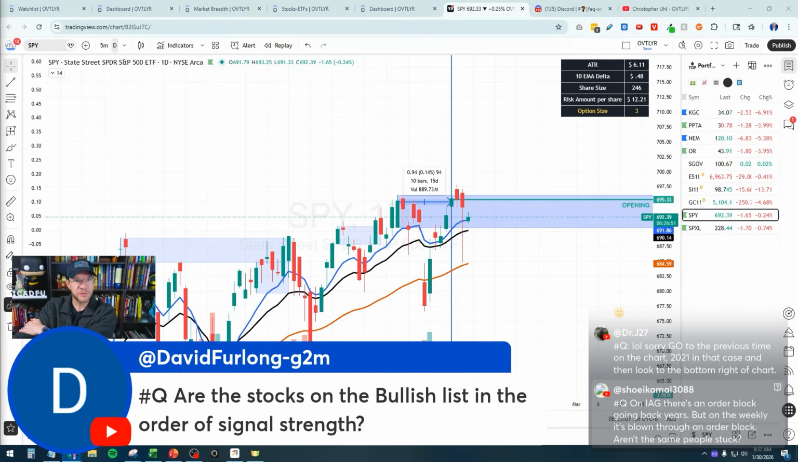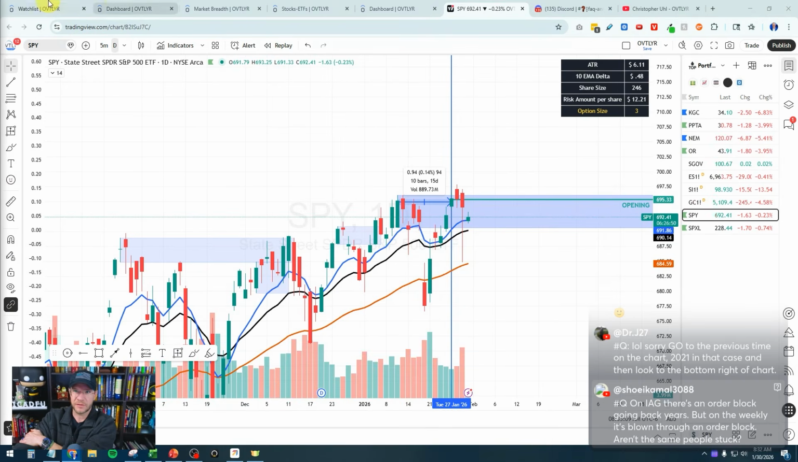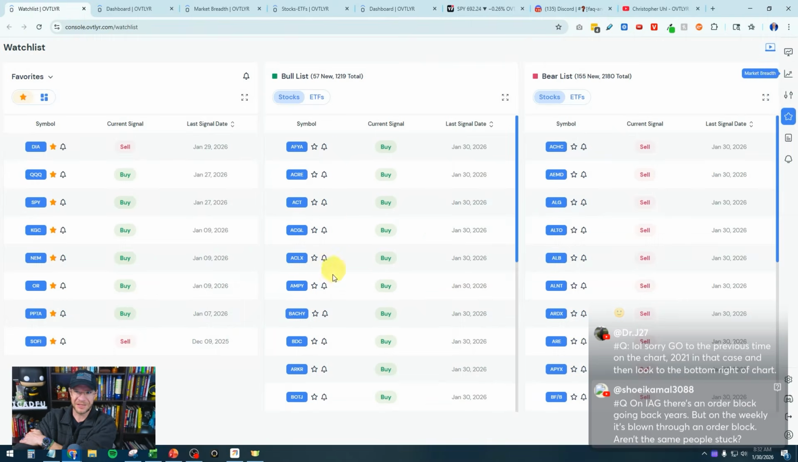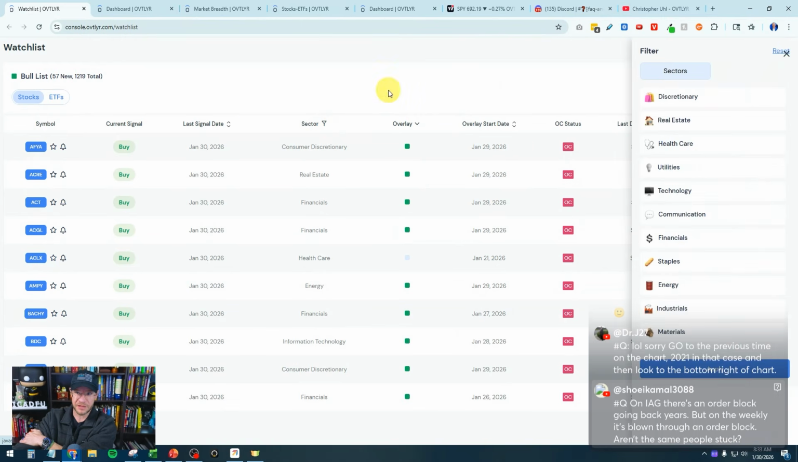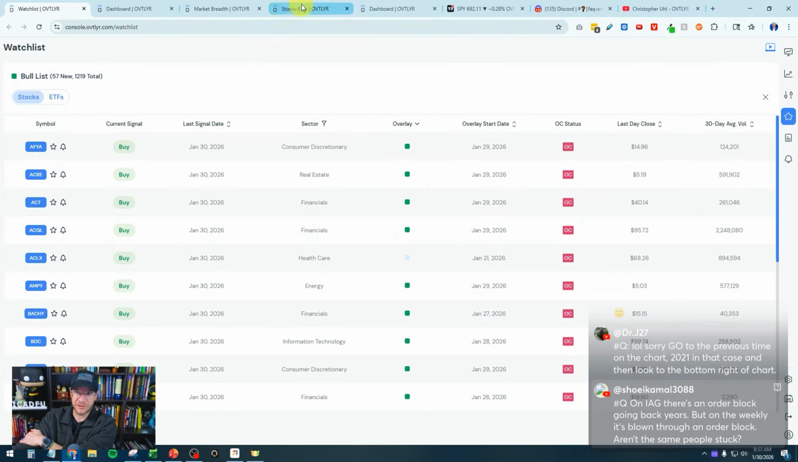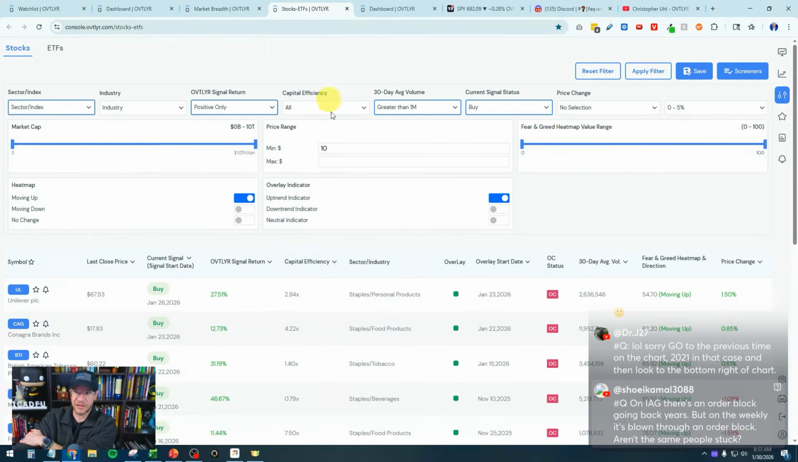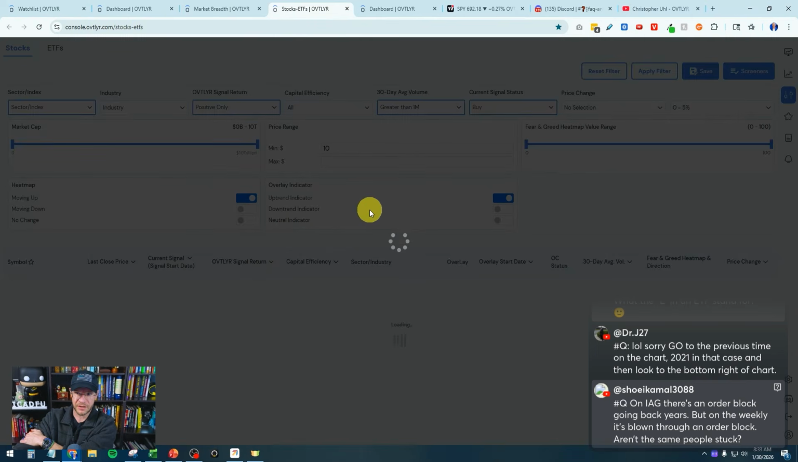Are the stocks on the bull list in the order of signal strength? I think they're just alphabetical. Yeah, they're just alphabetical here. Now you can sort them in different ways, right? You can sort by volume, last day close, the green background overlay start date. You can do just uptrends or downtrends. You can filter by sector, right? I personally like to do the screener for all that kind of work. And I think in the screener, you can sort by signal return. Yeah, high to low, like that.